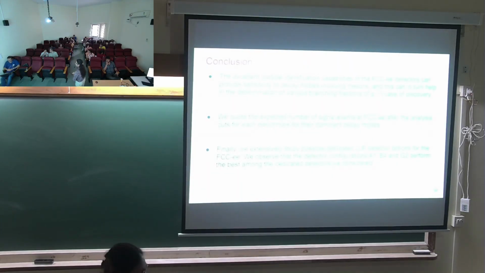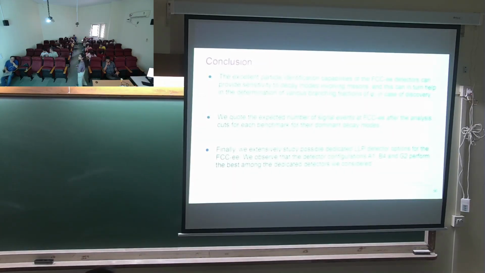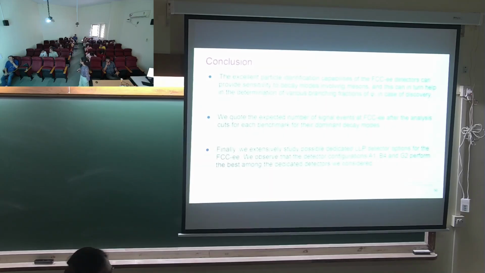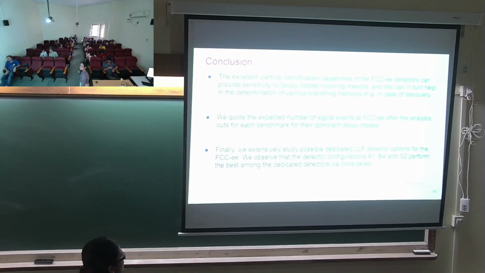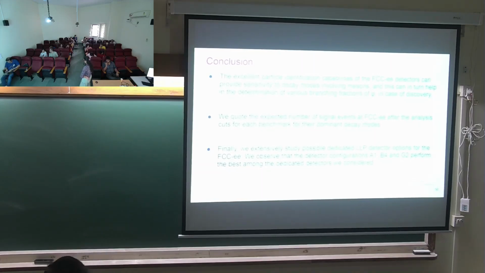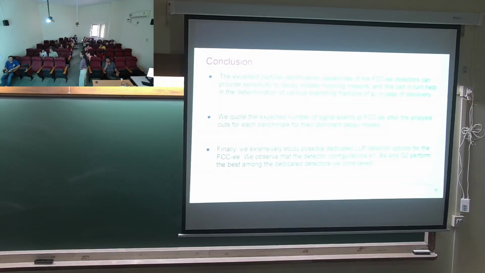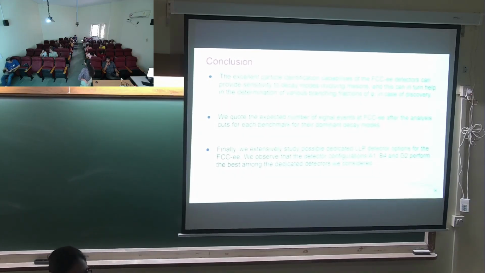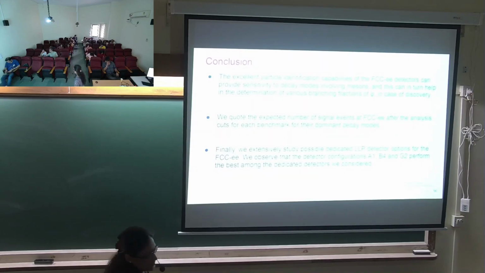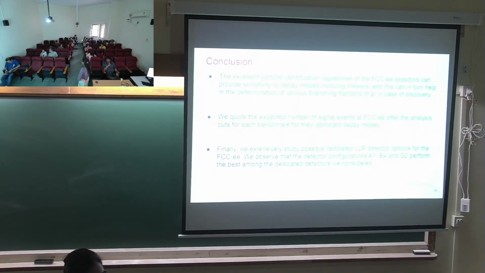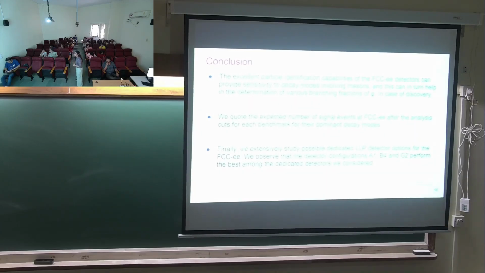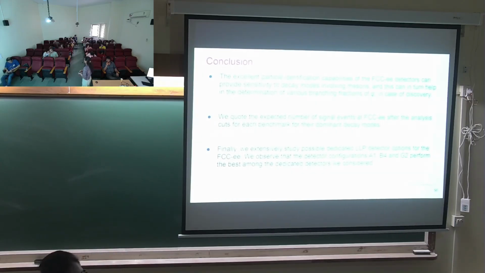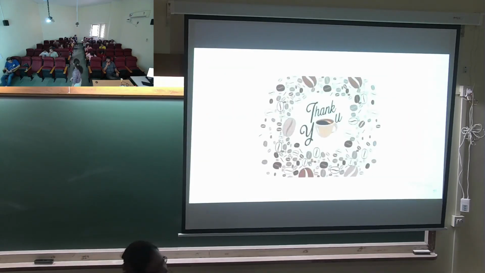Okay, so this brings me to the conclusion. In this work, we have used the excellent particle identification for FCC-ee, and we have quoted the expected number of signal events for FCC-ee after the analysis cuts for each benchmark for their dominant decay modes. Finally, we have also extensively studied possible dedicated LLP detectors and have found that A1, B4 and G2, these three detectors, perform the best among the dedicated detectors. In this paper, we have also done the detailed analysis for Higgs 255, which I didn't present here. If you are interested, you can go and check. So that's all. Thank you.